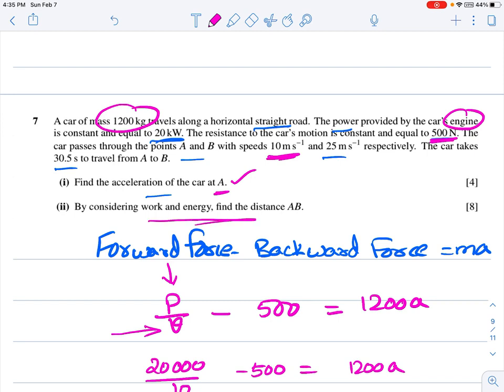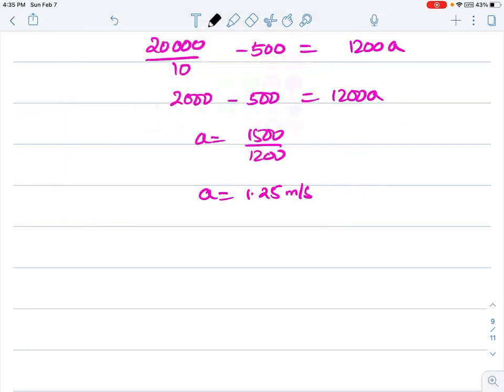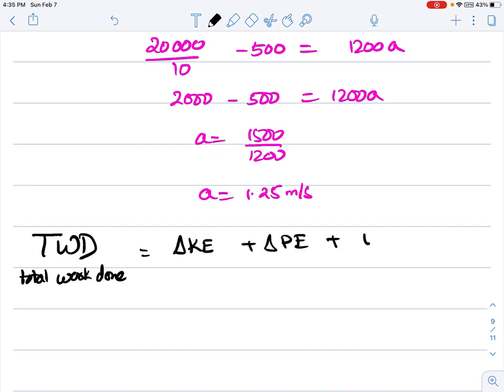By considering the work energy theorem, calculate the distance d. So a very simple question, work energy. You have to use only a simple formula, TWD. What is TWD? Total work done. Total work done is equal to delta KE plus delta PE plus WDF. What is this WDF? Work done against friction. So I have to find the total work done.